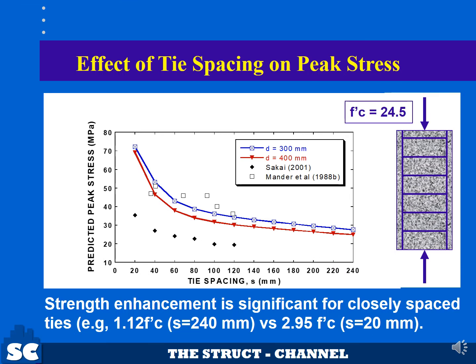The first parametric study is the effect of tie spacing on peak stress. The ANN model shows that as the tie spacing increases, the confined peak stress decreases, which is as expected. Moreover, it can be observed that the column diameter affects the peak stress value, D equal to 300 versus D equal to 400. There is less confinement effect for larger columns.